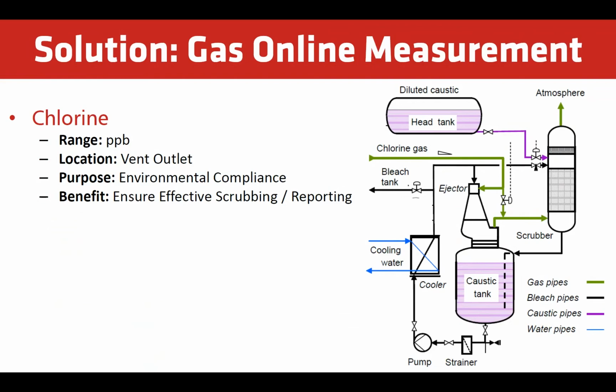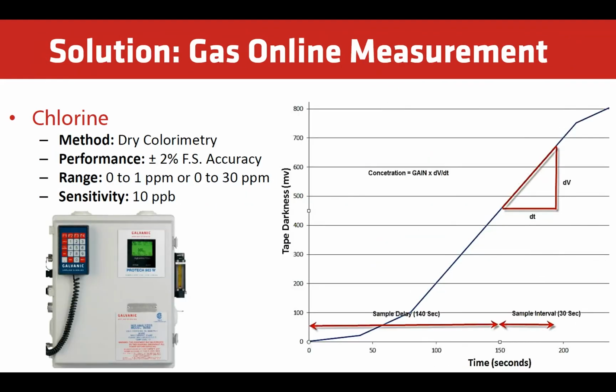Online chlorine monitors with ppb sensitivity provide trustworthy reporting capabilities for the plant. Multiple stream configurations are available for multiple scrubber vent outlets as well as for permitting monitoring. Galvanic's ProTech 903 analyzer monitors chlorine using a dry colorimetric method. Our analysis sequence guarantees plus or minus 2% full-scale accuracy and repeatability.